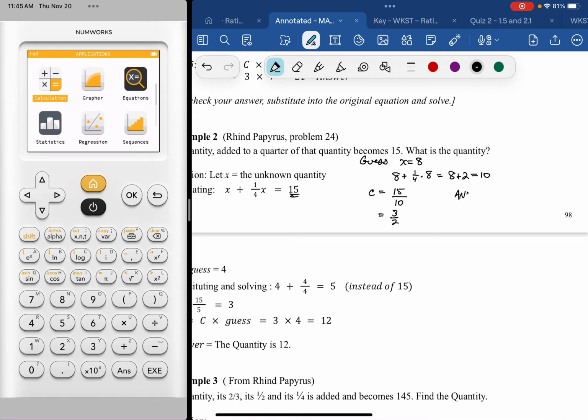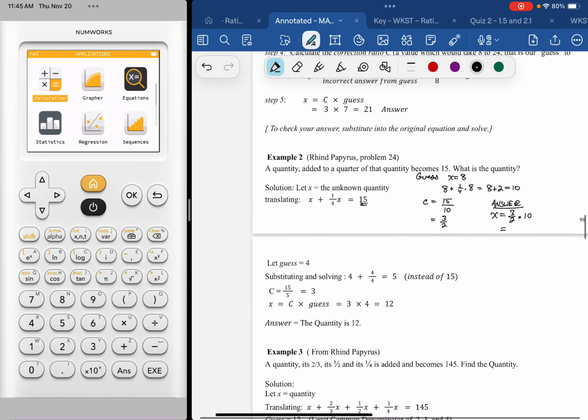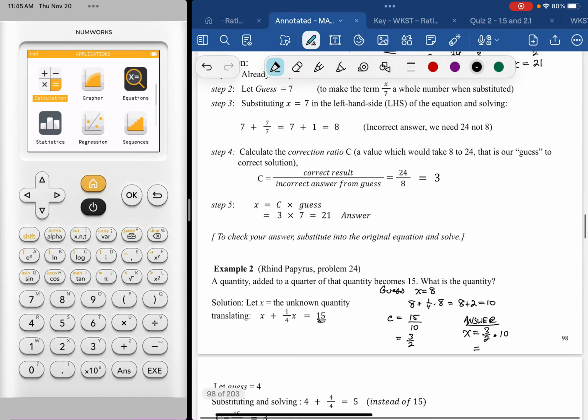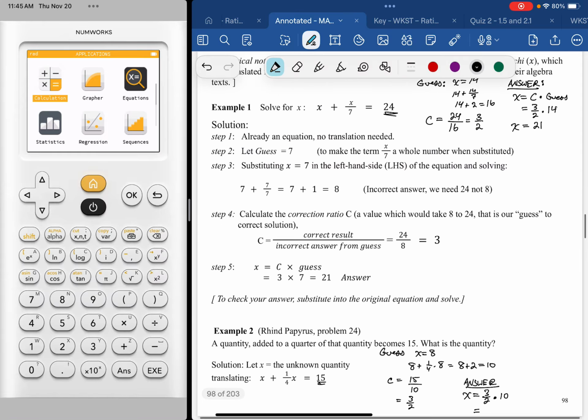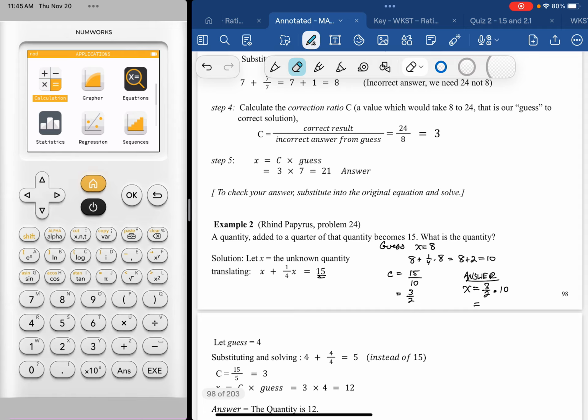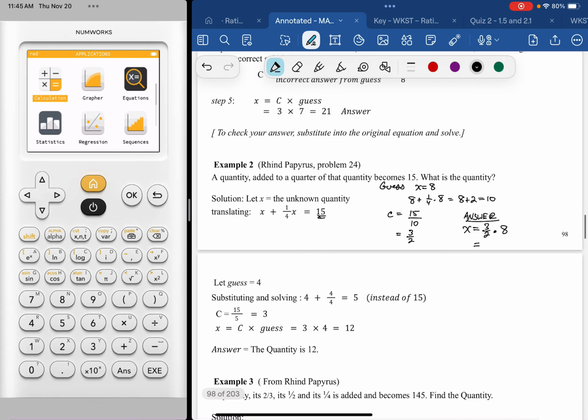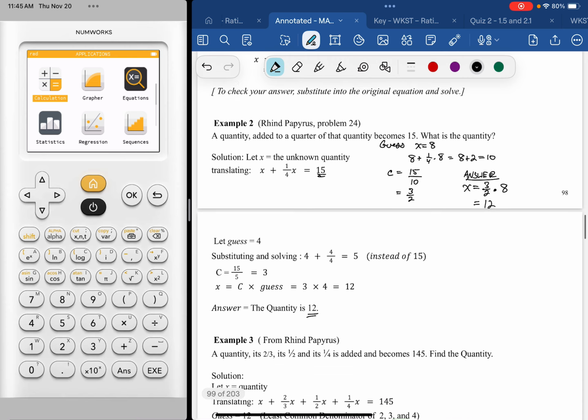All right, my answer is going to be, so x is equal to the correction ratio multiplied by what I got when I made my guess. Oh, sorry, my guess was 8, not what I got, what the actual guess was, because we are solving for x. So we're looking at 12. Looks like 12. Oh, yeah, there it is. I didn't want to cheat and look down, but it was right in front of my face. I probably could have just looked. All right.